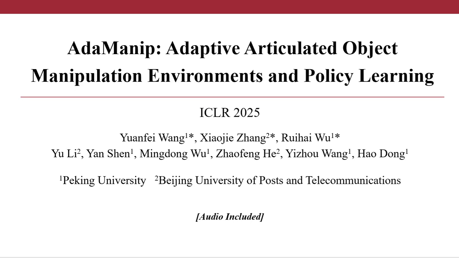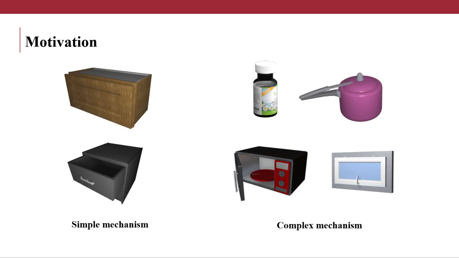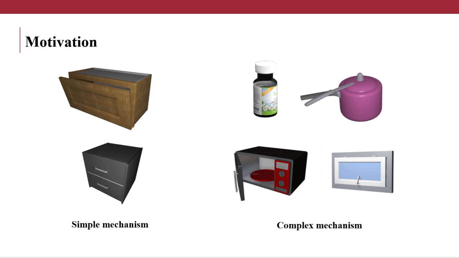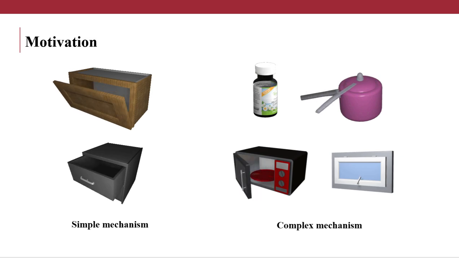We introduce AdaManip, Adaptive Articulated Object Manipulation Environments, and Policy Learning. Among the various categories of objects in our daily life, articulated objects are highly significant as they are common in our surroundings. Previous works for articulated objects have primarily focused on simple manipulation mechanisms where the complete manipulation process can be inferred from the object's appearance.